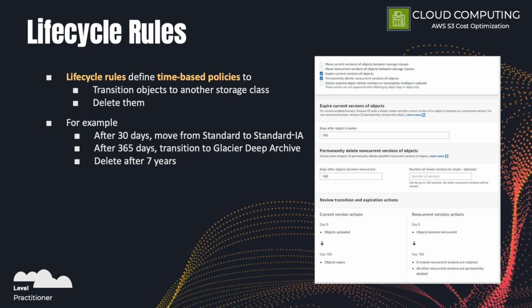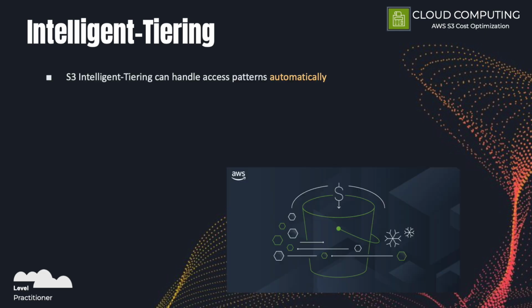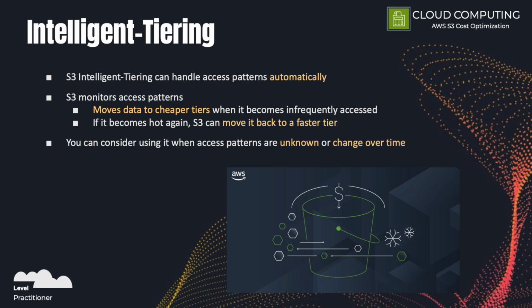And if you don't want to guess your access patterns upfront, there's another feature called S3 Intelligent-Tiering. With S3 Intelligent-Tiering, S3 monitors access patterns and moves data to cheaper tiers when it becomes infrequently accessed. And if it becomes hot again, S3 can move it back to a faster tier. So use it when access patterns are unknown and change over time. With lifecycle policies, you create manual rules for your automated transitions, but with Intelligent-Tiering, S3 does that automatically based on the access patterns.